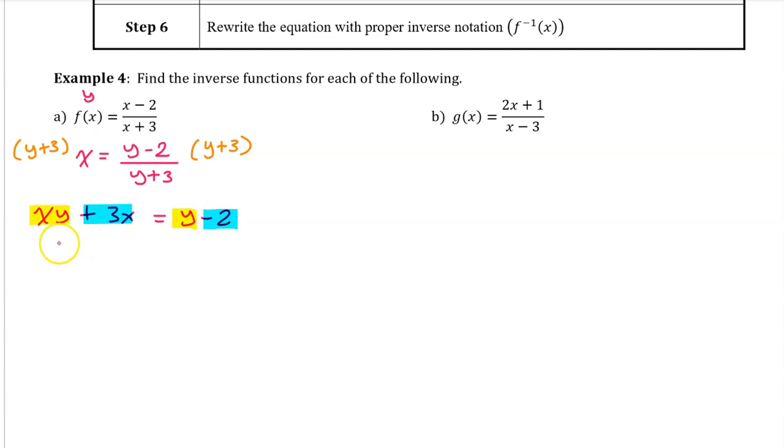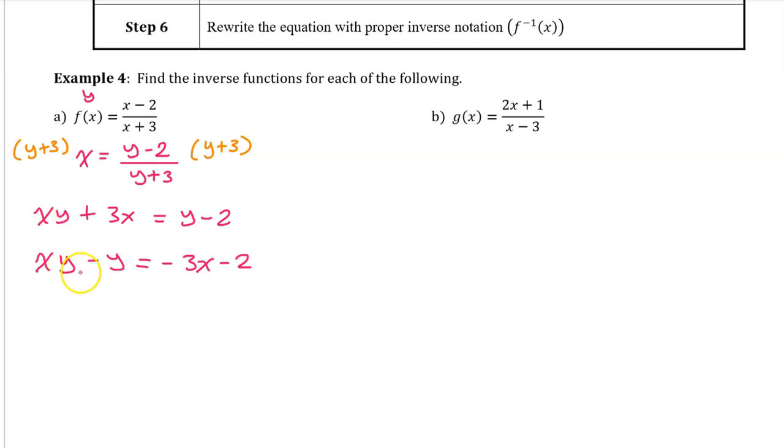Next, we want to get all of the terms that have y in it on the left side of the equation, and all of the terms that do not have a y need to be on the right side of the equation. In other words, I'm going to move this term over here by subtracting y from both sides, and I'm going to move this term over here by subtracting 3x from both sides. So we end up with xy minus y is equal to negative 3x minus 2.